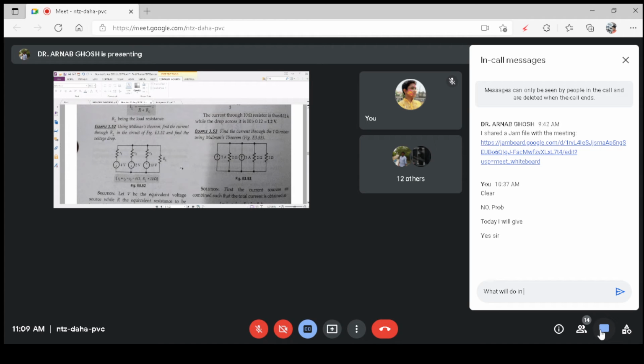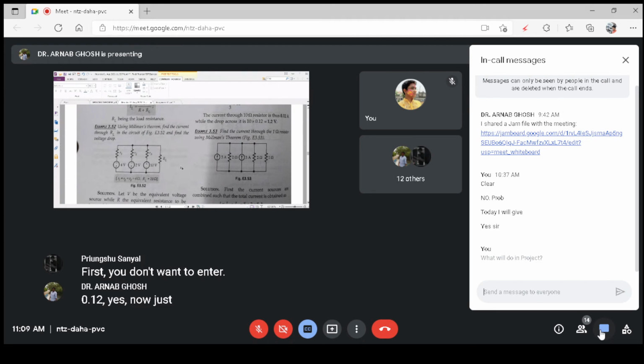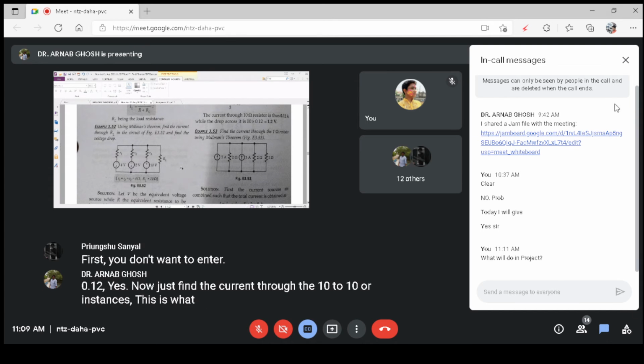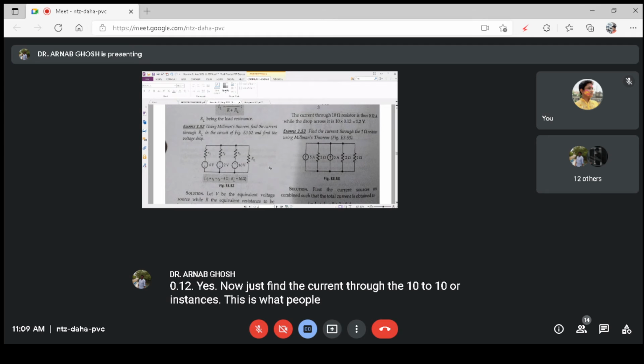Sir, 0.12 ampere. 0.12 ampere, yes. Current through the 10 ohm resistance is this. So what will be the voltage drop? This is 10 multiplied by 0.12, which will be 1.2. That is easy.